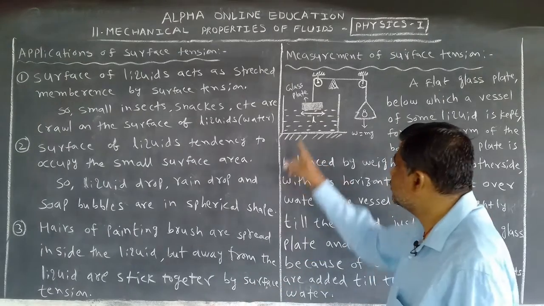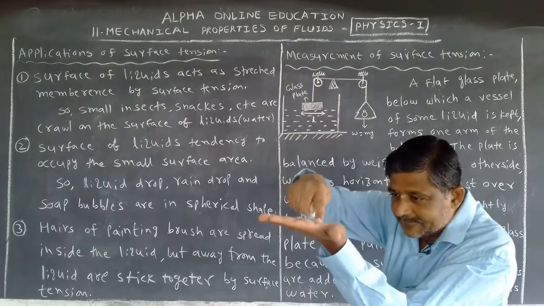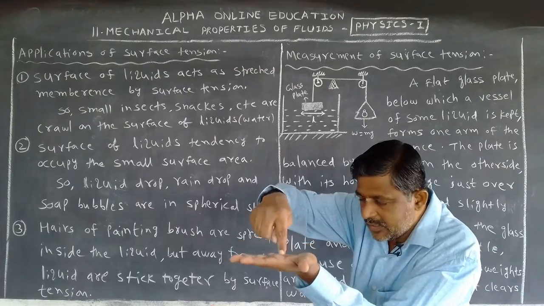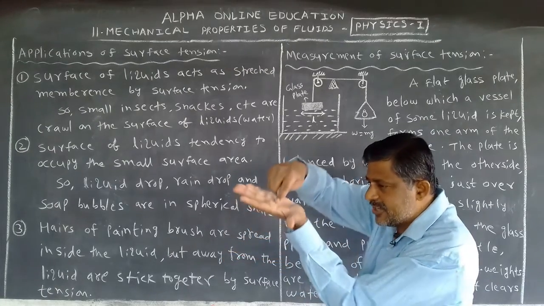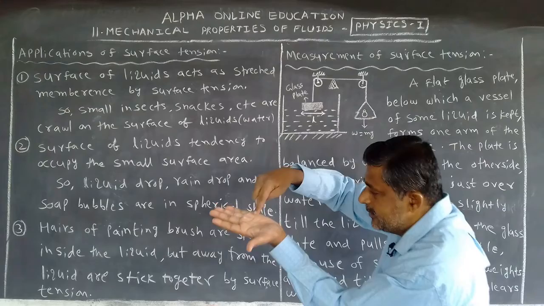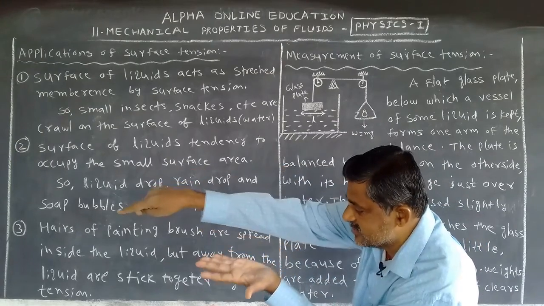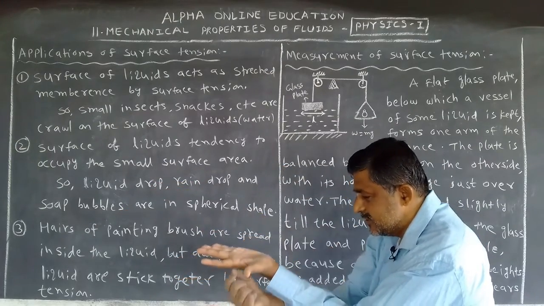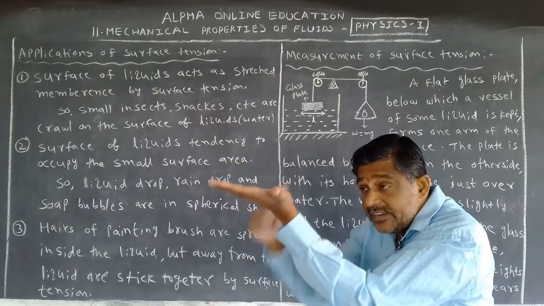Why does it pull? You know that one. This is the liquid. Take an imaginary line. On this imaginary line, force acts in this direction. Force also acts in this direction, or not? It is an imaginary line.